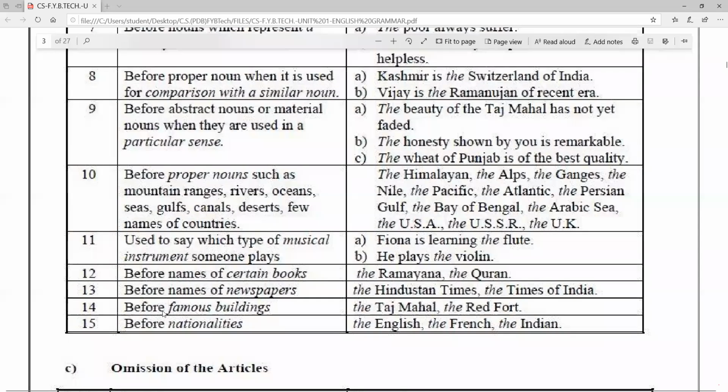Then 14th one is before famous buildings. Whatever the famous buildings are there all over the world, before the names of those buildings, we use article the. For example, the Taj Mahal, the Red Fort, the Raigad Fort. So these are some of the famous buildings.